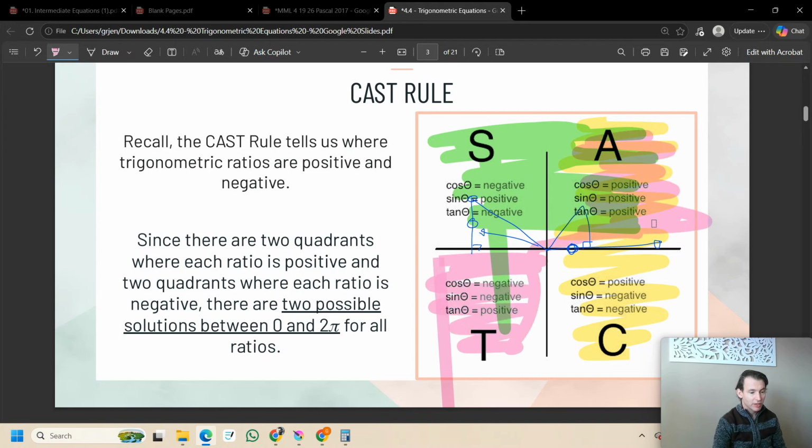Why does it have this shape? It's because the ratio of the two sides is the same. So even if I draw this triangle down here, the ratio of this negative thing to that negative thing, the ratio of two negatives, would be a positive ratio. So that's why it's positive there and up here where they're both positive.